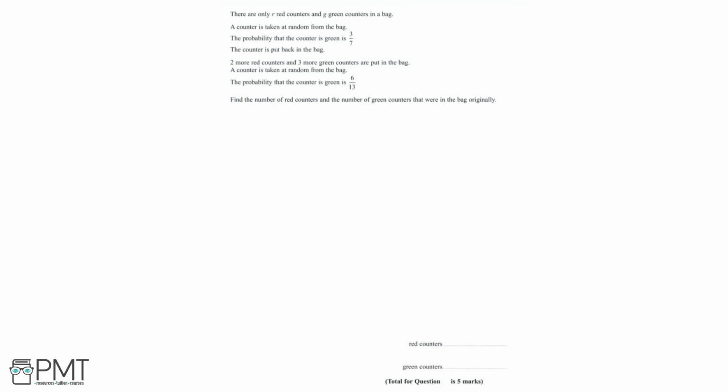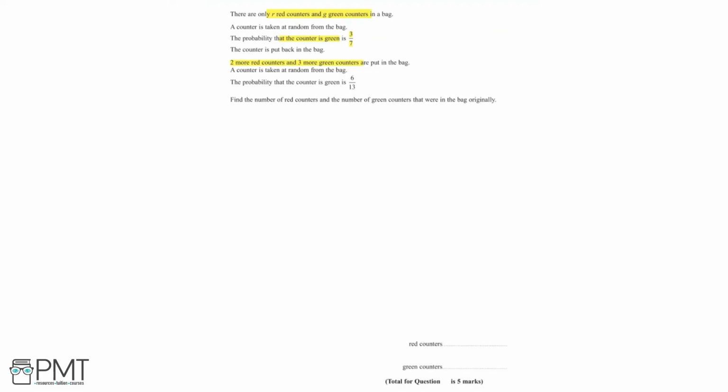In this question, we're told that there are only R red counters and G green counters in a bag. A counter is taken at random from the bag. The probability that the counter is green is 3 out of 7. The counter is then put back in the bag. We're then told that 2 more red counters and 3 more green counters are put in the bag, and a counter is taken at random from the bag again.